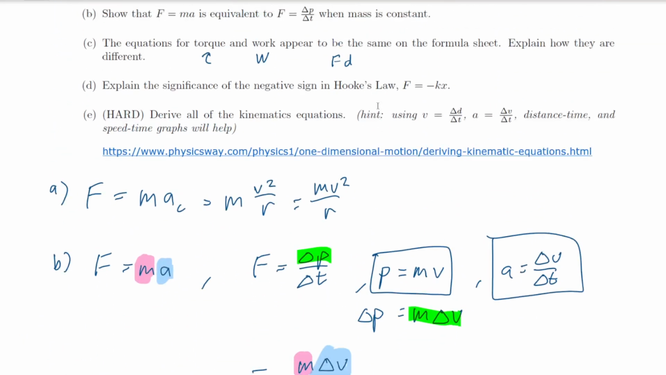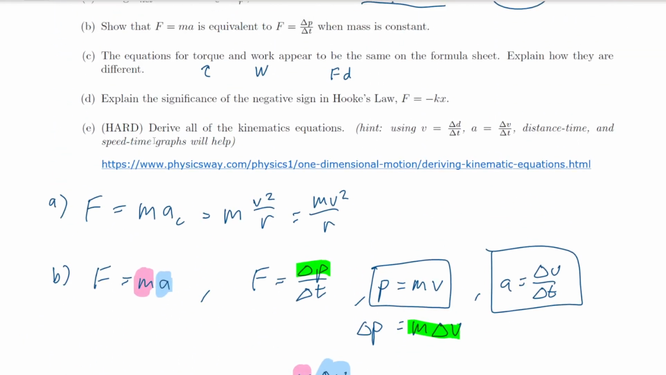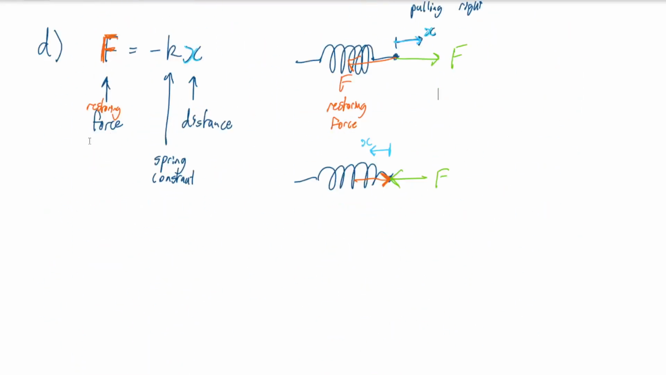Alright, and finally, part E, derive all of the kinematics equations. So I'm not going to do that because that's going to take me way too long. However, I found a very good article for you to look through. But let's just do the first one together, and then have a think about how you could derive the rest. But anyway, you can look that up afterwards. Part E.